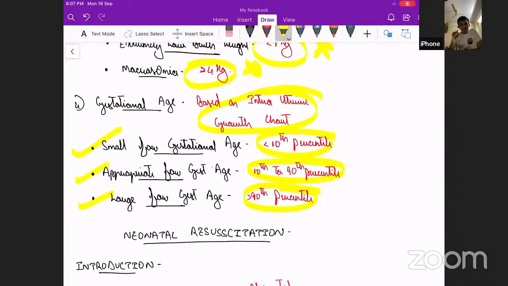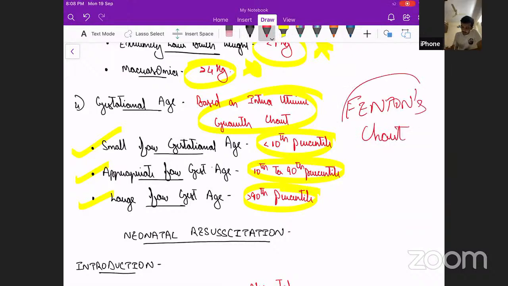We plot them on the intrauterine growth chart, something called Fenton's chart. On plotting on this chart, if they fall less than the 10th percentile, it is SGA, 10th to 90th percentile, it is AGA, and LGA is more than the 90th percentile.